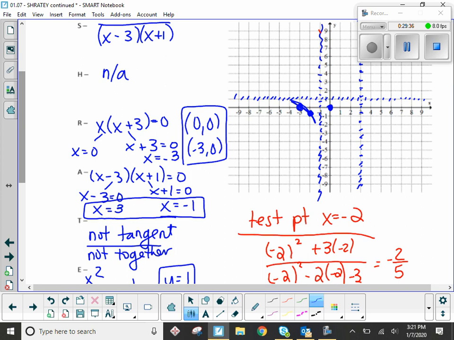By the way, how do I know the graph is going to go through the root and not bounce off the root? Which letter from SHRATEY tells me that? The T, right? Not tangent. Remember, anything in the top is talking about the roots. The roots are not tangent, which means they're not bouncing there.